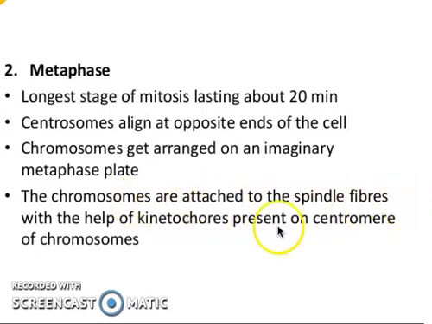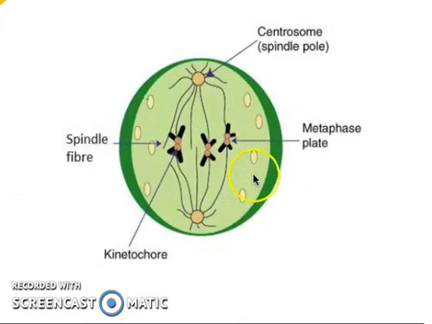The chromosomes are attached to the spindle fibers with the help of kinetochores present on the centromere of chromosomes. Here you can see that these chromosomes are aligned just at the center, and there's a kinetochore protein on each side of the centromere, responsible for the attachment of the spindle fiber. So the centromere is not directly attached to the spindle fiber, rather it is attached through kinetochore proteins. This centralized chromosome position is called the metaphase plate. So spindle poles are formed. The centrosome has originated its spindle fibers, which have been connected to the chromosomes at the kinetochore point.